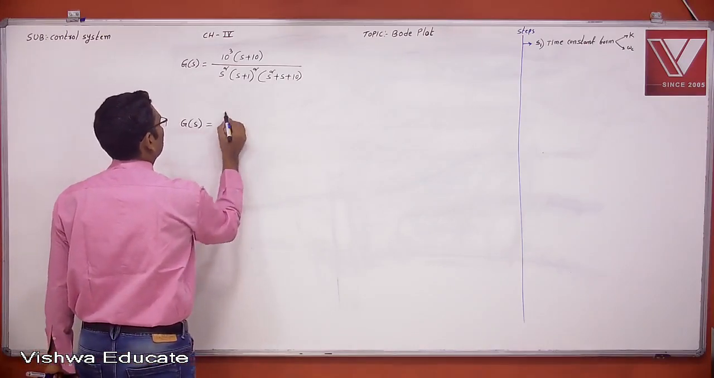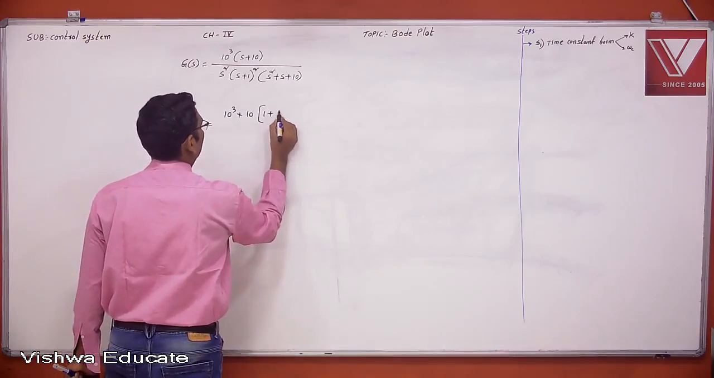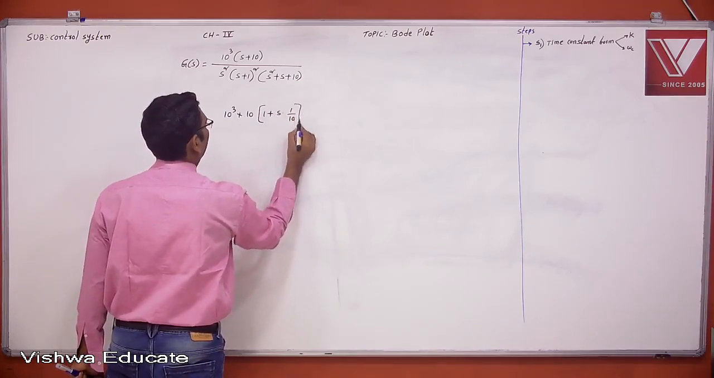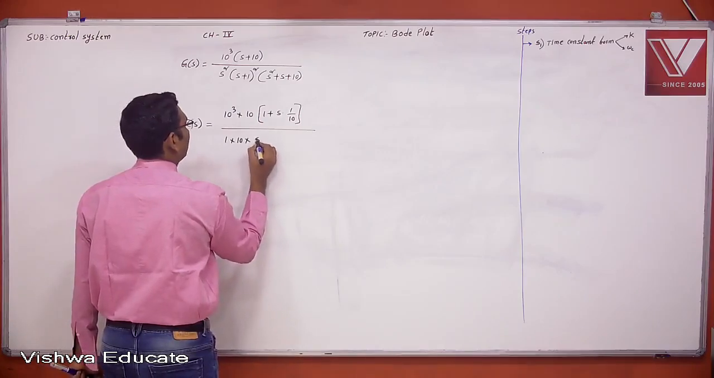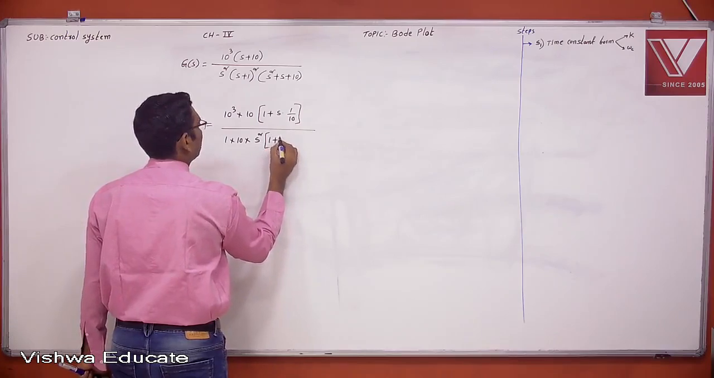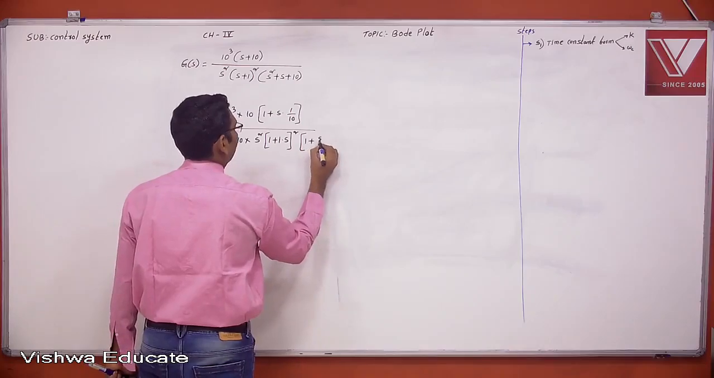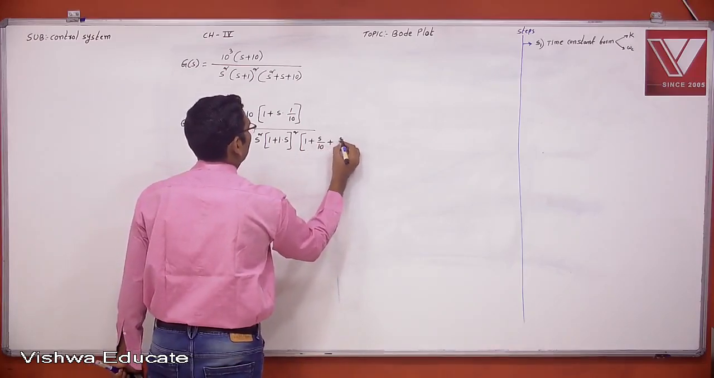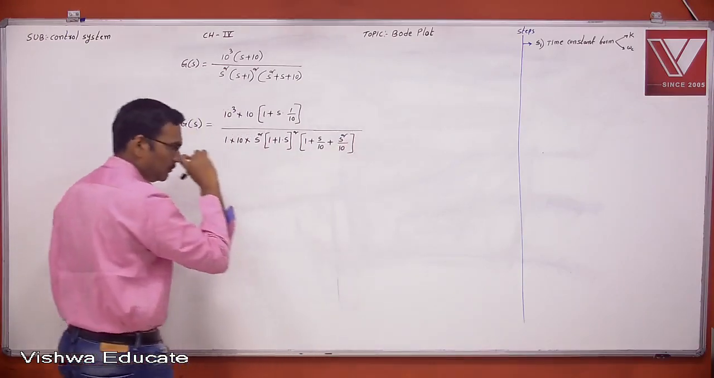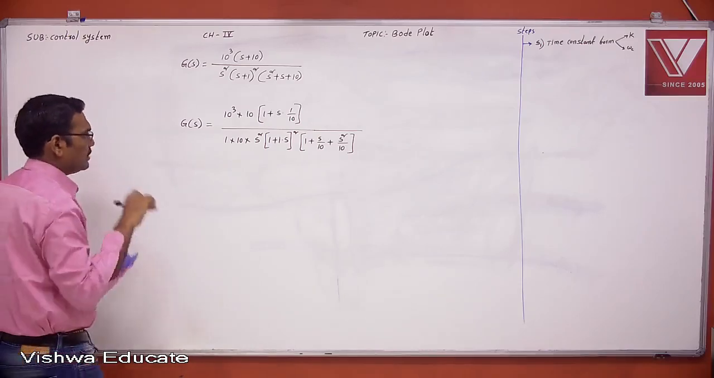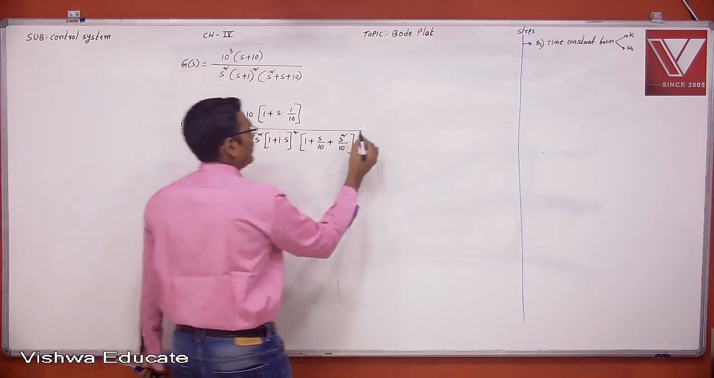G of s, which is equal to, now take 10 as common. Therefore this is 1 plus s into 1 by 10. And here 1 is common, here also 10 is common, and s square into 1 plus s by 10 plus s square by 10. Now these are the time constant form, 1 plus sT form.